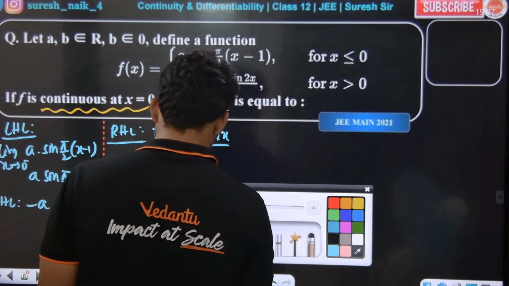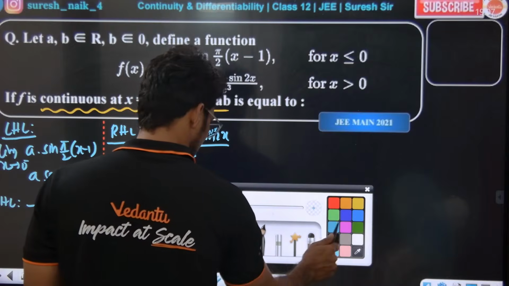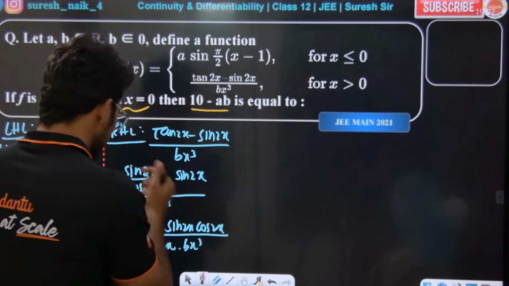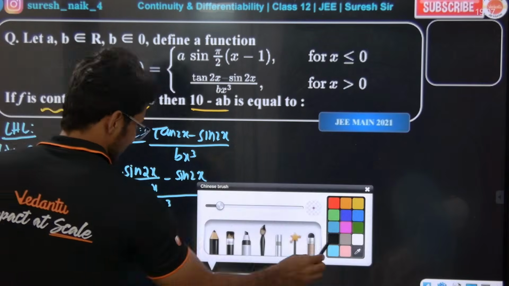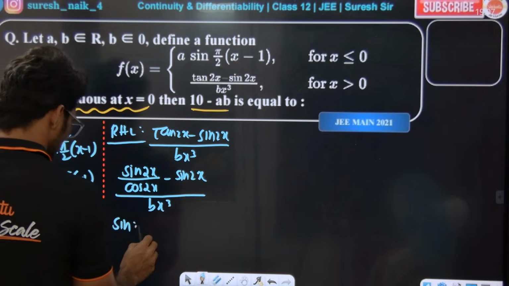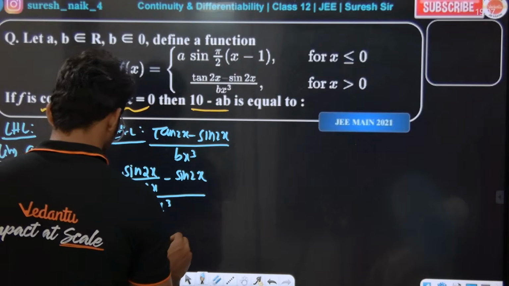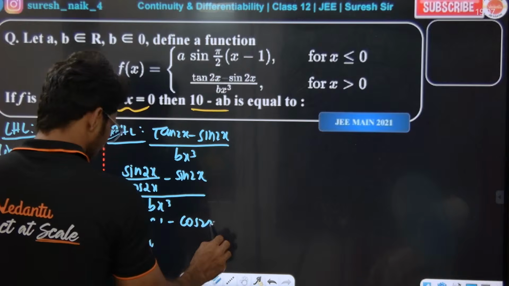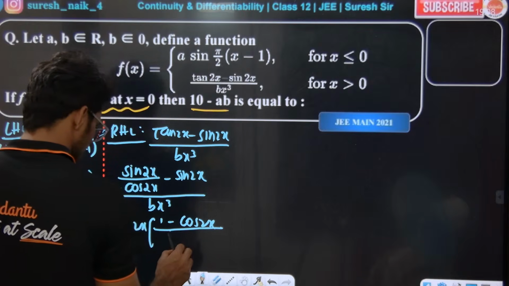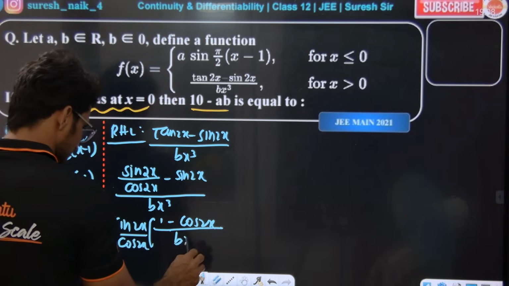Now I am doing only one thing. Can I take something common? Sir, we'll take sin 2x common. Taking sin 2x common, what comes? 1 by cos 2x, which is secant 2x. Yes or no? Or you can write 1 by cos 2x as 1 minus cos 2x divided by cos 2x. That cos 2x I'm writing over here, and bx cube as it is.